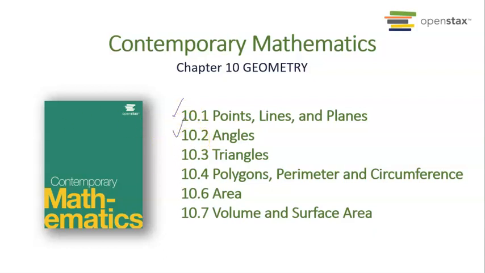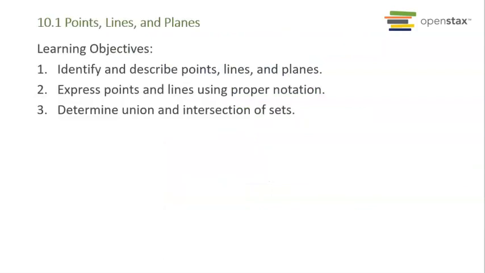Our learning objectives for the first part are to identify and describe points, lines, and planes, and then learn how to express those items using proper notation. And then finally, we are going to look at union and intersection of sets, although that's not going to be on your test. There are actually different types of geometries.